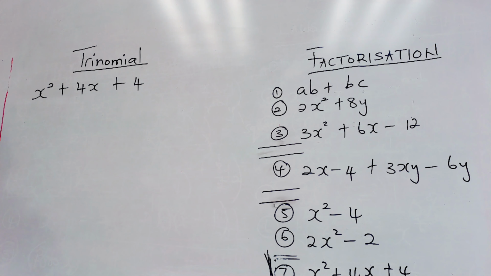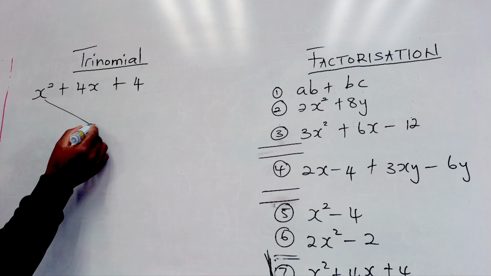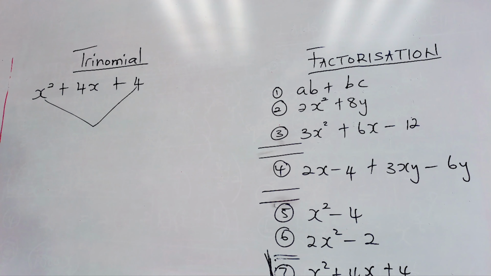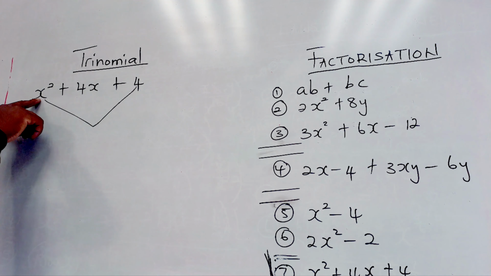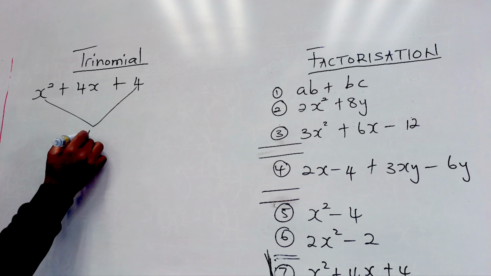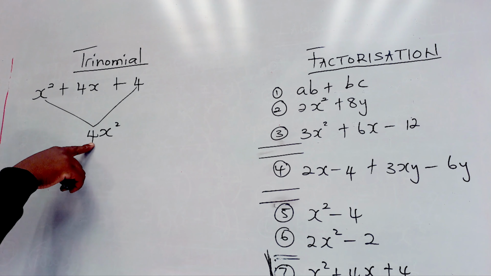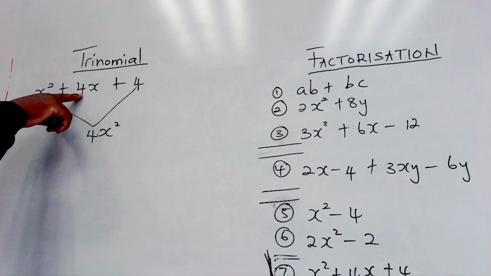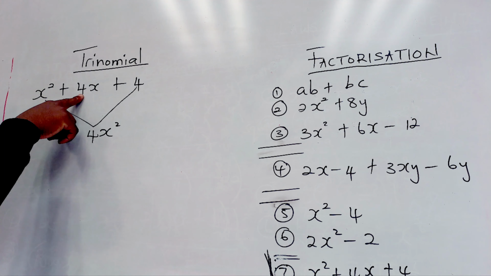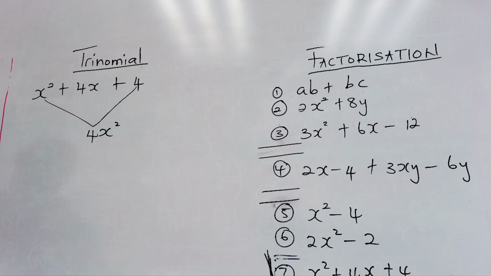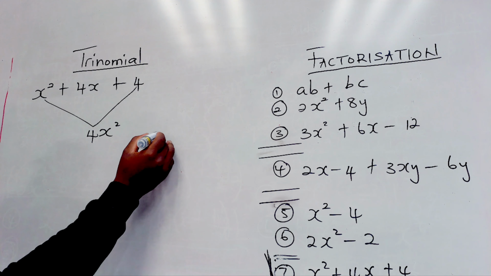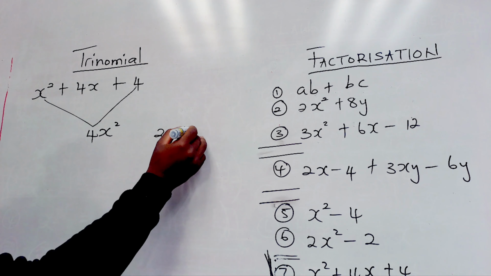So what you do is multiply these two terms. 4 multiplied by x squared gives 4x squared. Then you look for factors of 4 that will give us the middle term 4 when you add those factors. So let's see, what are the factors of 4? We can have 2 times 2.